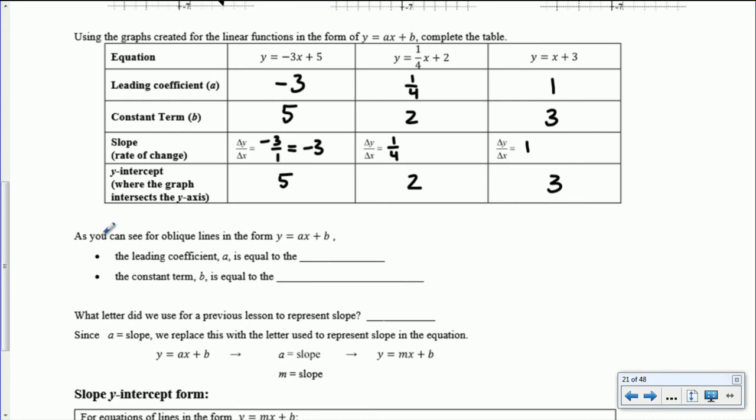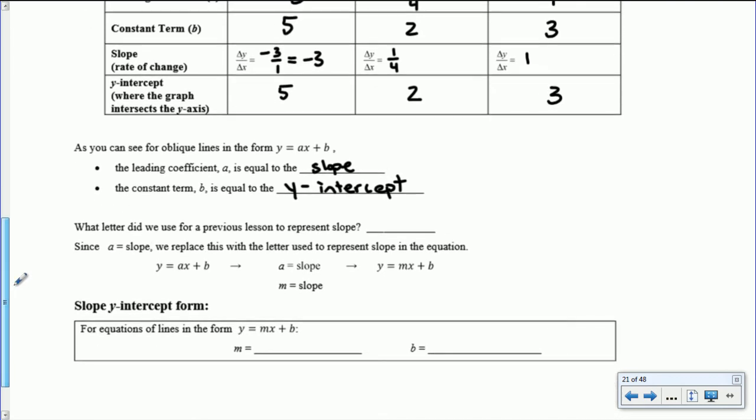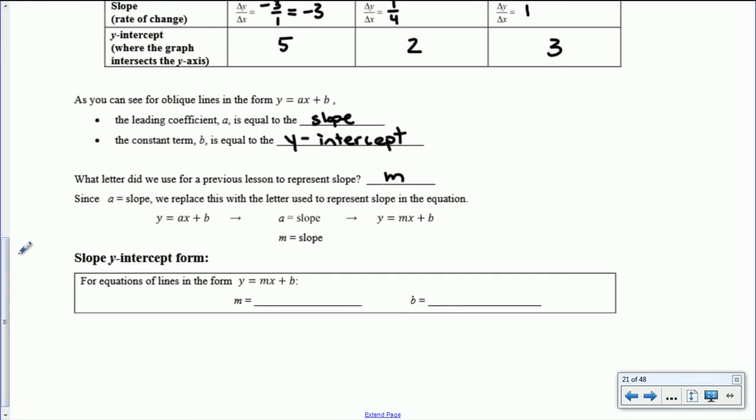Okay, so as you can see, for the oblique lines in the form y equals ax plus b, the leading coefficient a is equal to the slope, and the constant term b is equal to the y-intercept. So what letter did we use to represent slope in previous lessons? Do you remember? So it's M. You might have seen it below here as well. Since a is the slope, we can replace this letter with an m instead, because m is already established. We use m for slope.